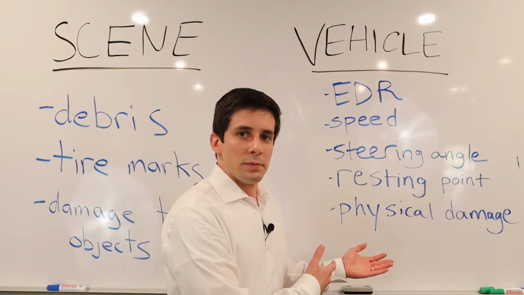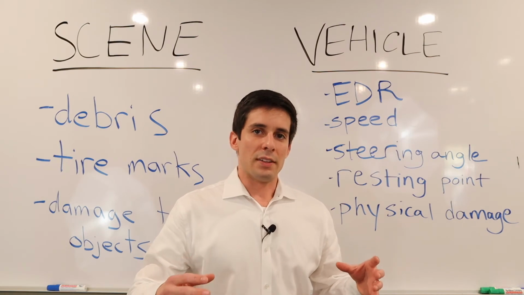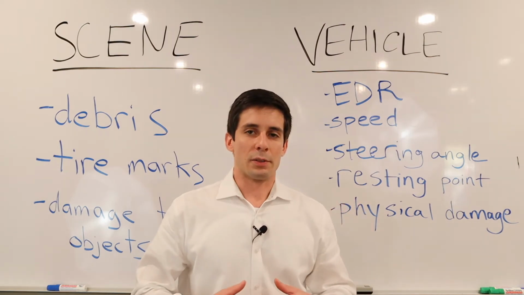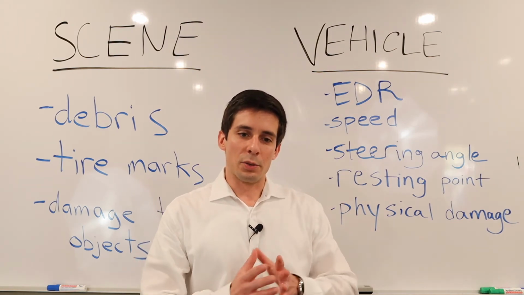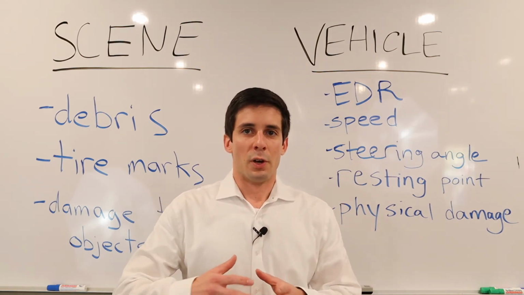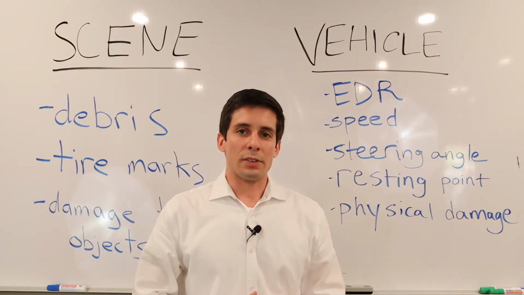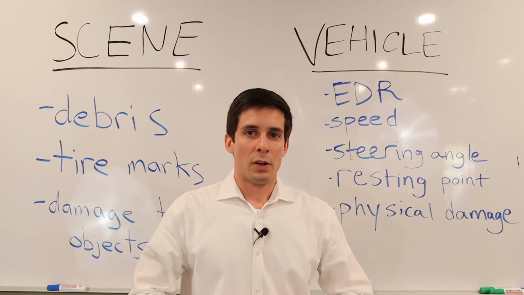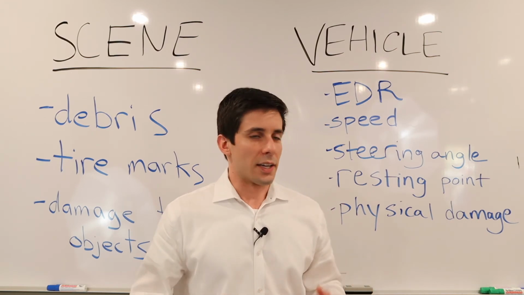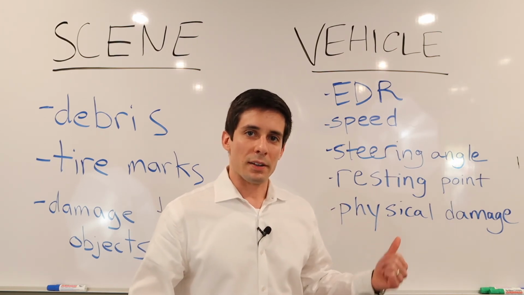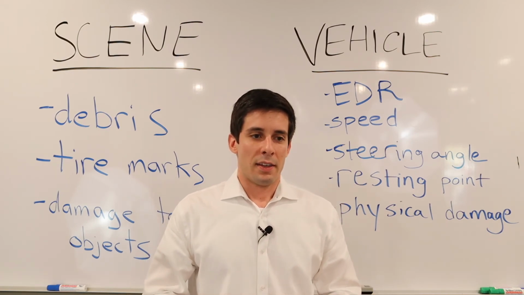As to the vehicle, they'll also look at where the vehicles ended up, or the resting point of the vehicles after the collision. They'll look at the angle of the damage to the vehicles. In other words, what's bent and how much. They'll also download what we call the electronic data recorder, or what a lot of us call the black box, and that tells them all sorts of things, like the speed of the vehicles prior to impact and the angle of the steering wheel prior to impact.